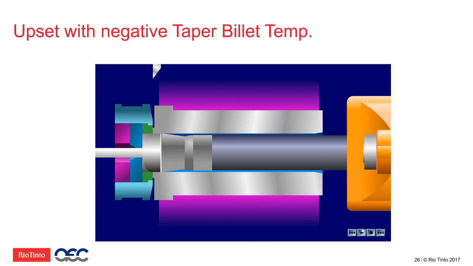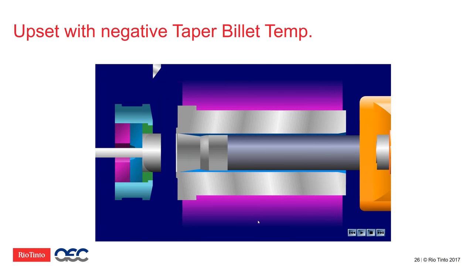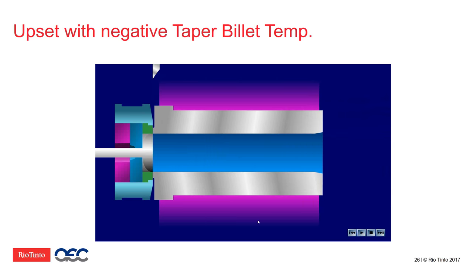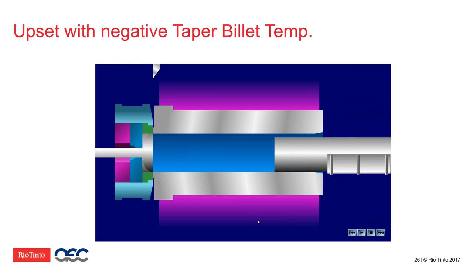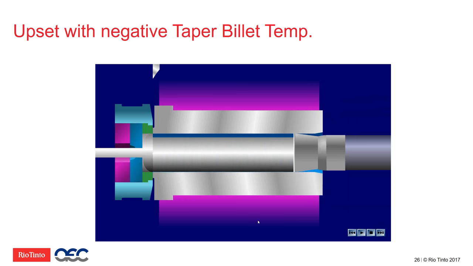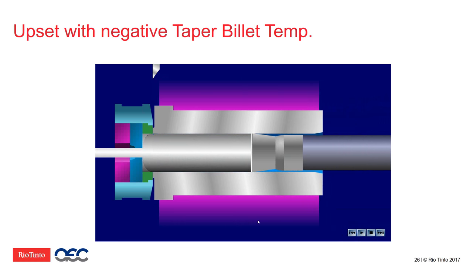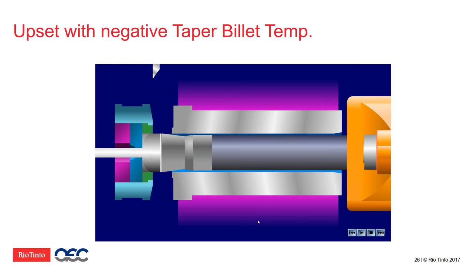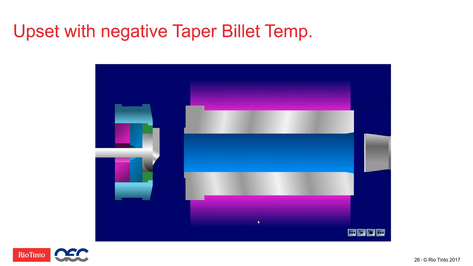So now let's see what happens with a negative billet taper. With a negative billet taper, the front of the billet is cold and the back of the billet is hot. That's something that we don't want. So here comes the upsetting phase, and you will see on the front there, after the burp, there's still this little blue area. And here comes the air bubble that could start flowing inside the profile and generate blisters throughout the entire extrusion length.